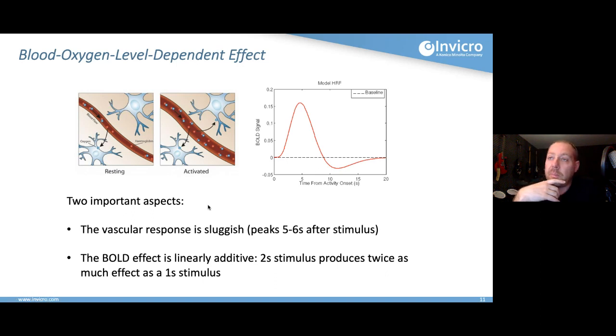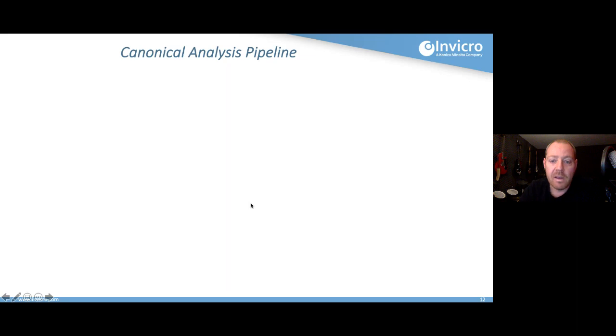And the other important point about the BOLD effect is that it behaves sensibly in terms of linearity. So as I said on the slides there, a 2-second stimulus will produce more or less twice as much effect as a 1-second stimulus. Obviously there comes a point where that's not true and it reaches an asymptote, but for short quick stimuli it's more or less linear in its behavior, and that's very useful, as we'll see later. So the rest of the talk is basically going to be talking about aspects of this slide.